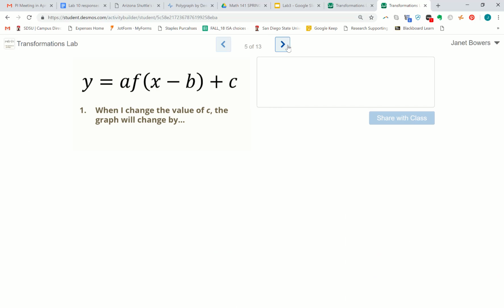All right, let's move on to the next one here. So when I change the value of c, the graph will change by. Give them a little bit of time to think about that. I'll give you a little bit of time to think about what you would expect them to write.